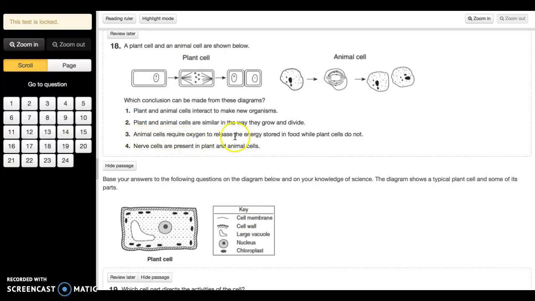Animal cells require oxygen to release the energy stored in food, while plant cells do not, is not correct. And nerve cells are present in plant and animal cells. I guess they kind of trip you up with these lines here, but that does not indicate nerve cells. So this is showing cell division.